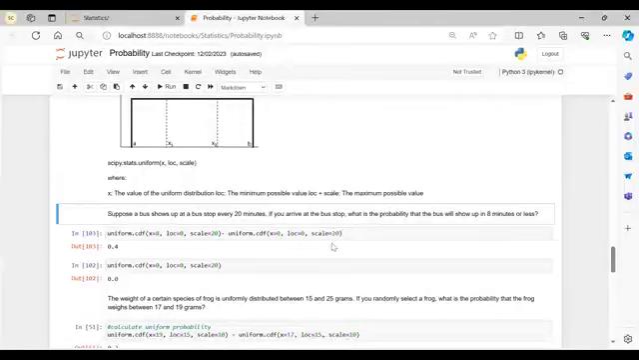Here we want to find out the probability that the bus will show up in 8 minutes or less. So we have to find out the probability at x equal to 0 and x equal to 8, and we will subtract. We have to find the probability of this particular value and this particular value, and we can find out the range of that. So here we are talking about 8 minutes or less.